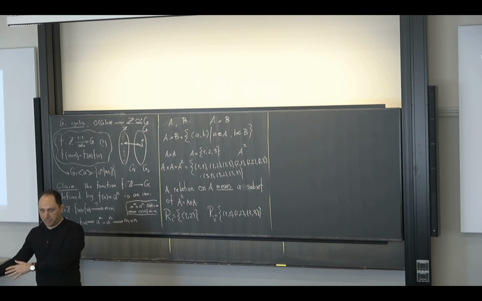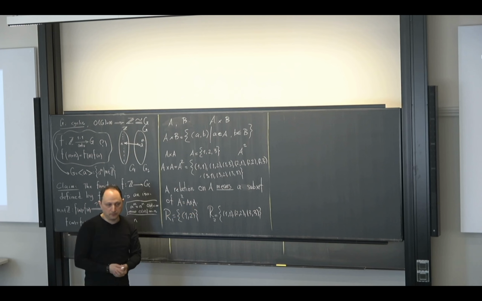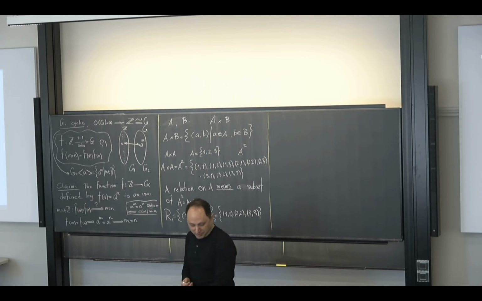The smallest one is the empty set. The largest one is A squared itself. A very simple concept, yes? So you deserve to have a simple lesson. Okay, so let us now go to the next one.